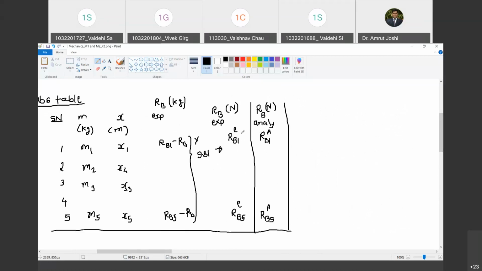Obviously, the value obtained experimentally should be the same as the one obtained analytically. But it doesn't come out that way. There will always be some error, which is measurement error. So we are going to calculate percentage error. Are you with me? Yes, sir.